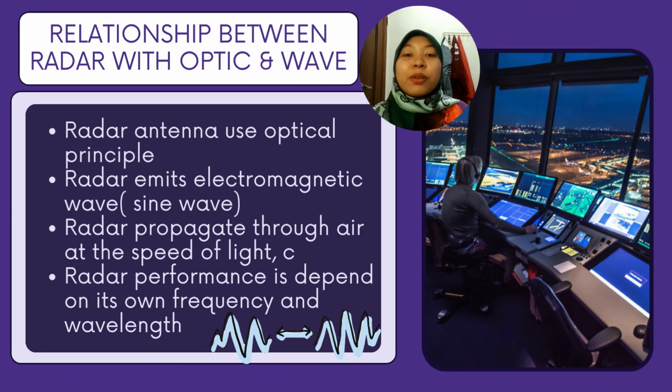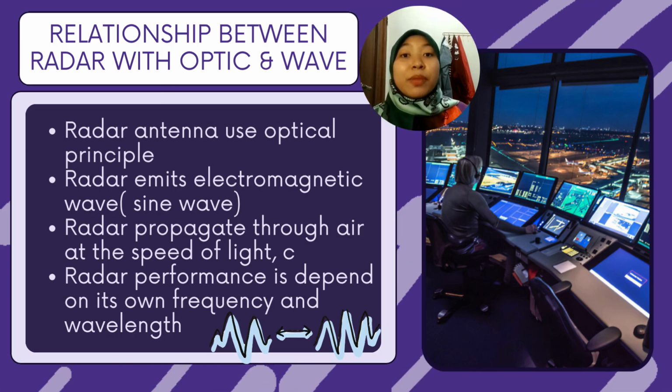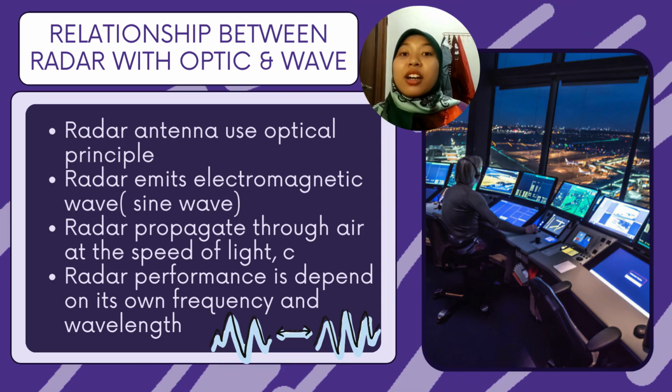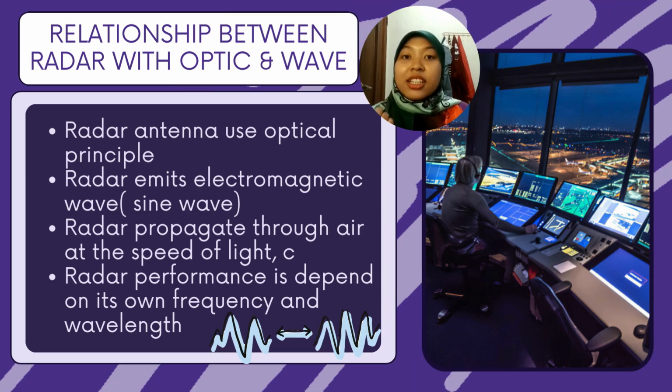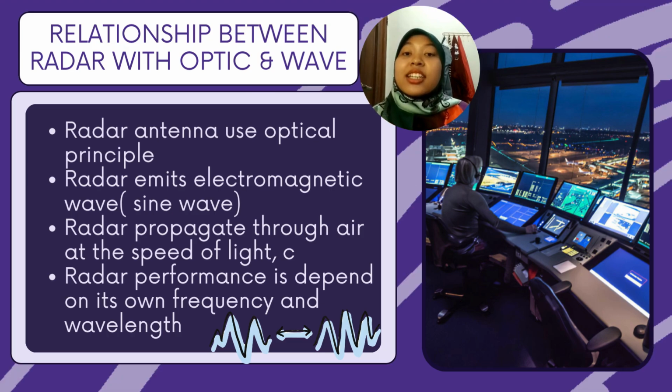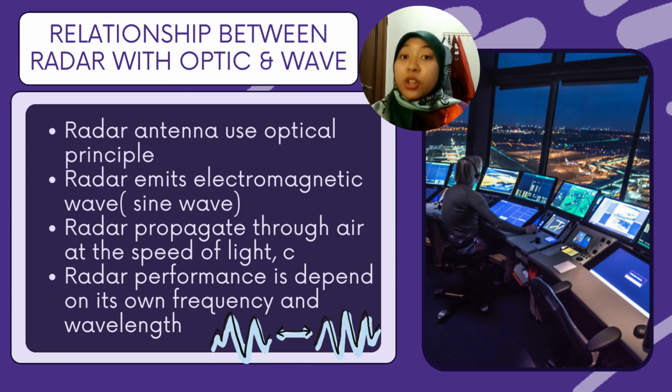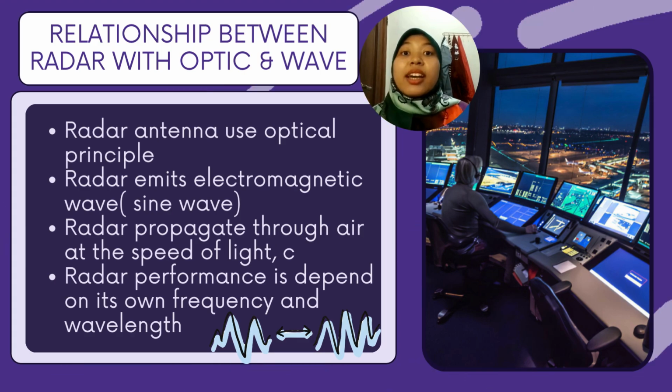Other than that, radar propagates through air at the speed of light, which is c, equals 3 times 10 to the power of 8. The round trip of the wave from the transmitter to the object and from the object to the transmitter can be calculated to determine the distance or the range of the object. Lastly, radar performance depends on the wavelength and the frequency, since each radar has its own frequency, wavelength, and band. For example, X band has the frequency of 8 to 12 gigahertz with the wavelength of 2.5 to 3.75 centimeters that is used for marine and airport navigation radar.